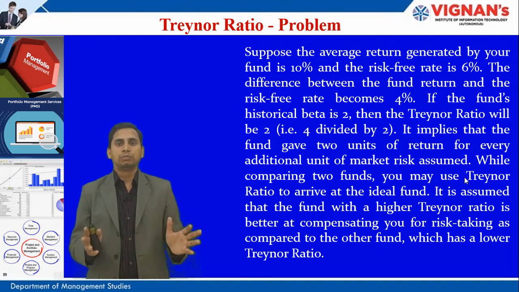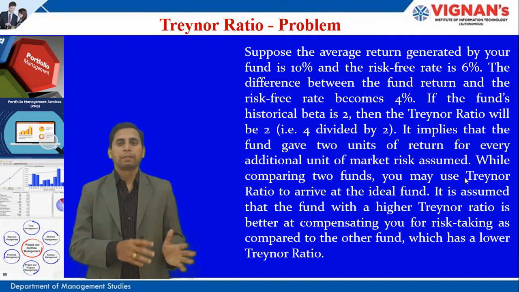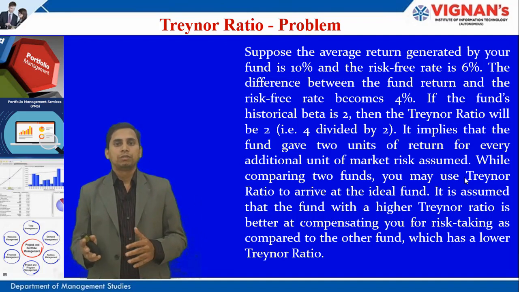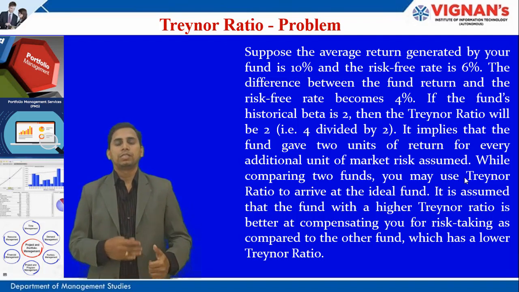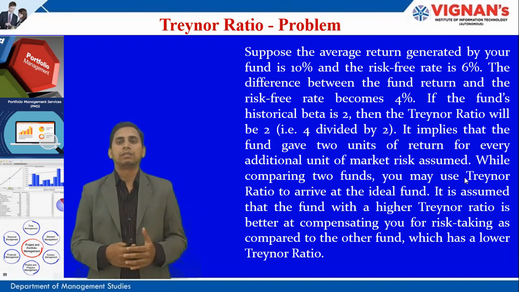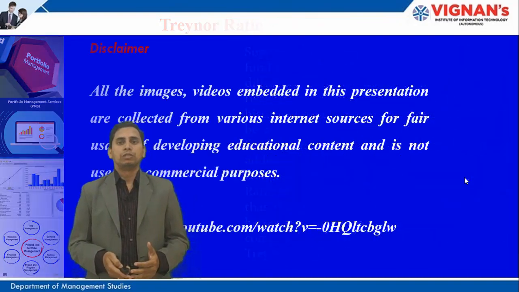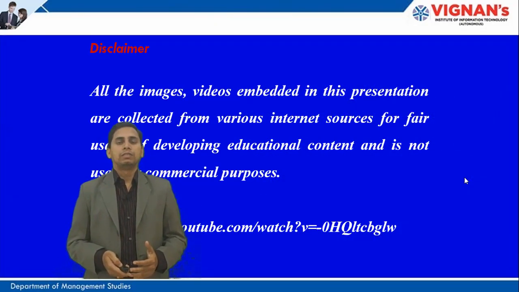While comparing mutual funds, we will use this Treynor ratio to arrive at the ideal fund, which one is the best. A higher Treynor ratio is better for compensating you for the risk with the return that you are going to achieve. So this way, the higher the Treynor ratio, the better the mutual fund considered. So that way, the Treynor ratio is going to help.